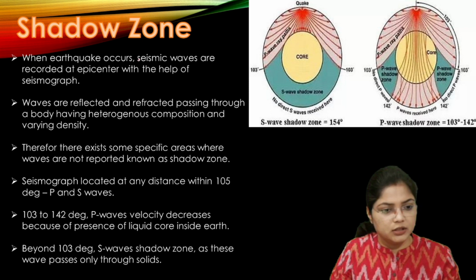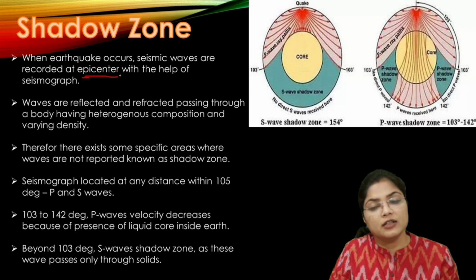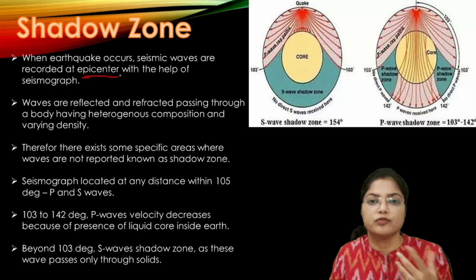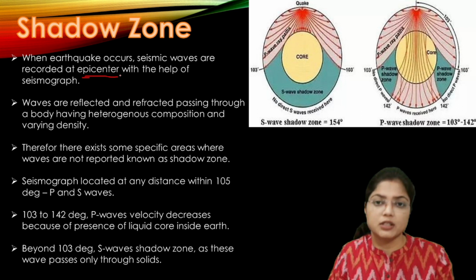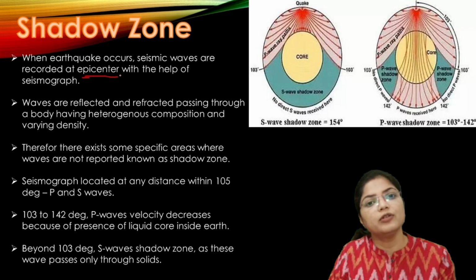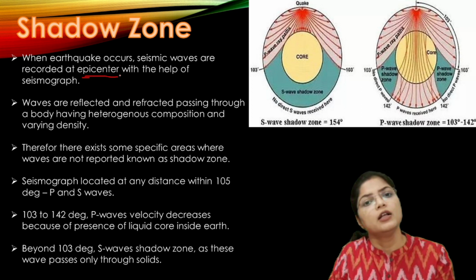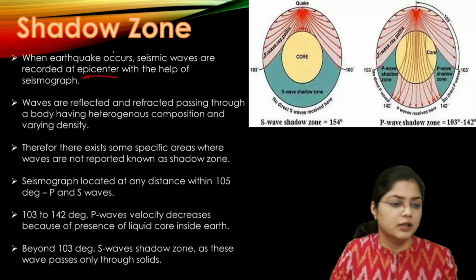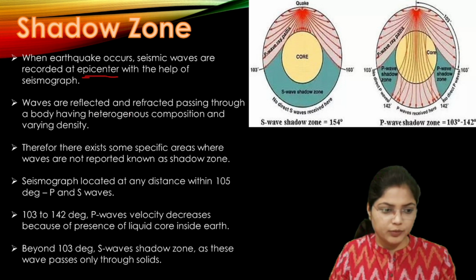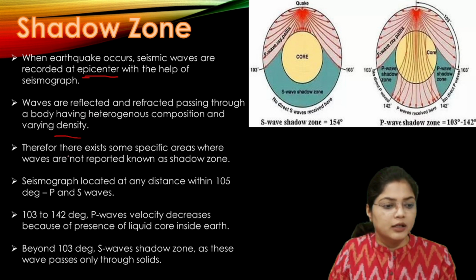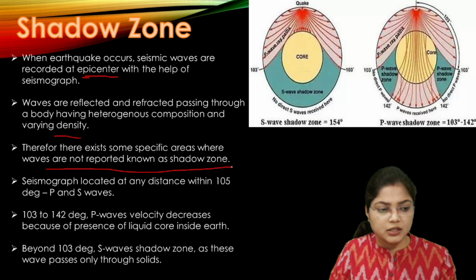So when an earthquake occurs, seismic waves are recorded at the epicenter. Epicenter is the place at which the earthquake event is felt first, and it is present on the surface of the earth, perpendicular to the focus. About the focus I'll tell you in detail when I teach you about earthquakes. Waves are reflected and refracted, passing through a body having heterogeneous composition and varying density. Therefore, there exist some specific areas where waves are not reported, known as shadow zone.